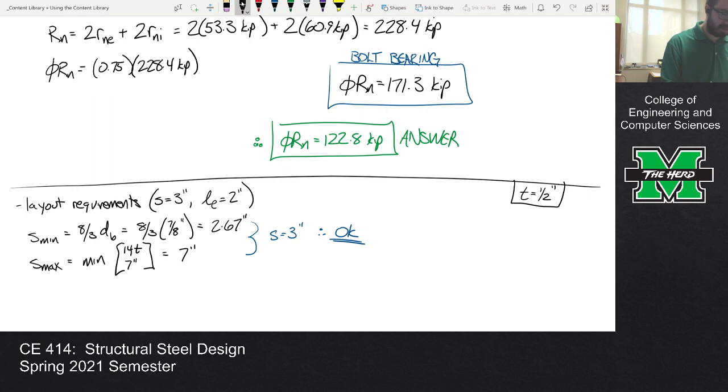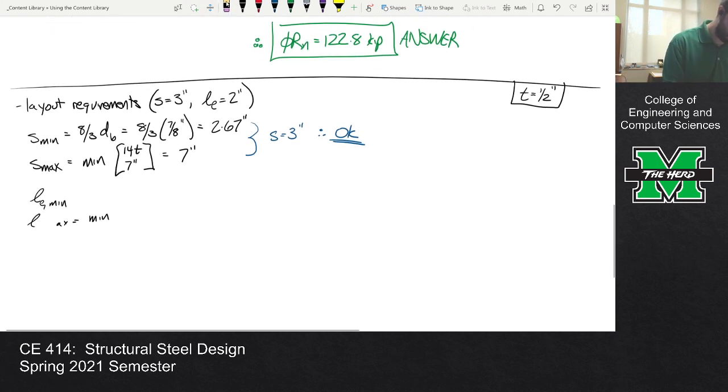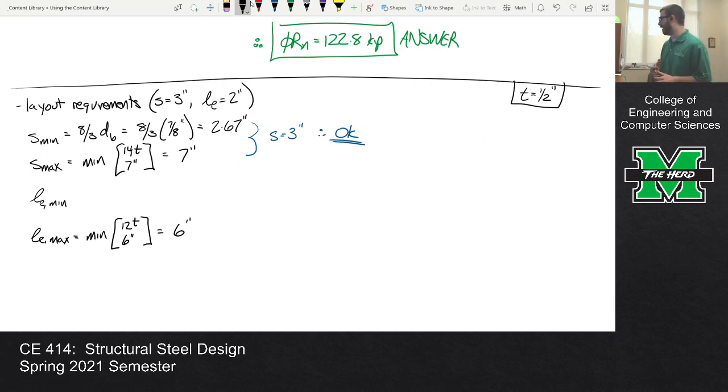And then Le minimum, now that one we got to look up. But Le max is the minimum. Here, I'll scroll down a bit. Le maximum, that is the minimum of 12T or 6 inches. So we know that's going to be 6 inches because our thickness is a half inch.